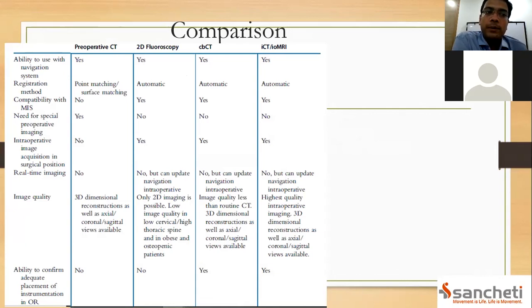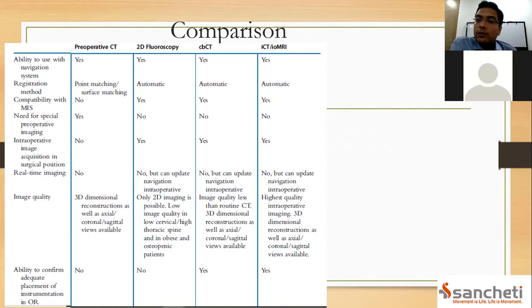The first generation had preoperative CT. You had to manually register and match multiple points to get implants accurately placed in one segment. It was not compatible with minimal access surgery because you need to match multiple levels. The problem was there was loss of fidelity if there was minimal movement, and then the entire process of matching, registration, and verification had to be repeated. The image acquisition was not intraoperative, so you had a preoperative CT and the patient position was prone inside the OR, so matching was not possible. To give up on matching was not possible. The image quality was good considering you have done a preoperative CT.